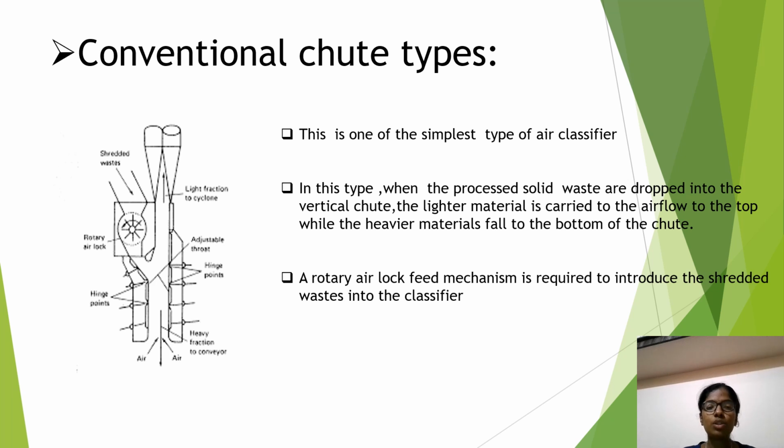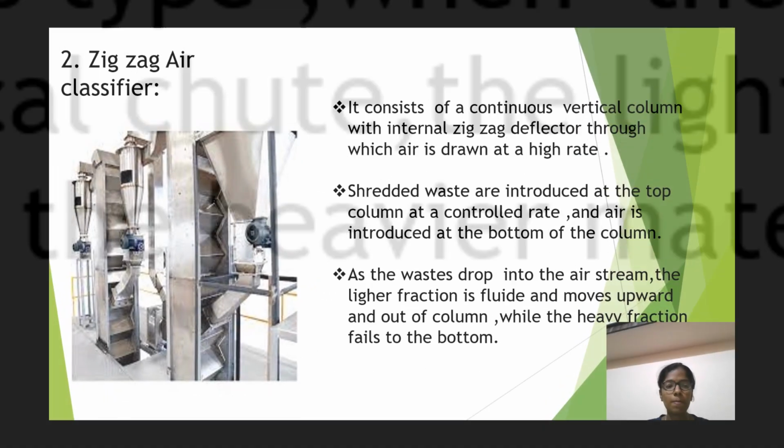Mainly the conventional chute type. This is one of the simplest types of air classifier. In this type, when the processed solid waste is dropped into the vertical chute, the lighter material is carried through the airflow to the top, while the heavier materials fall to the bottom of the chute. A rotary air lock feeder mechanism is required to introduce the shredded waste into the classifier.